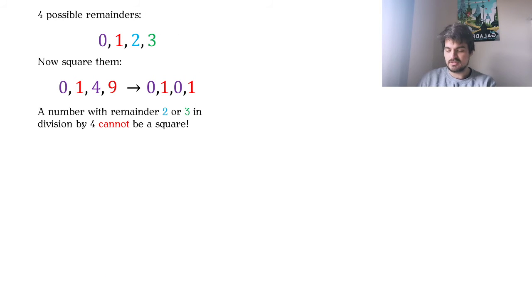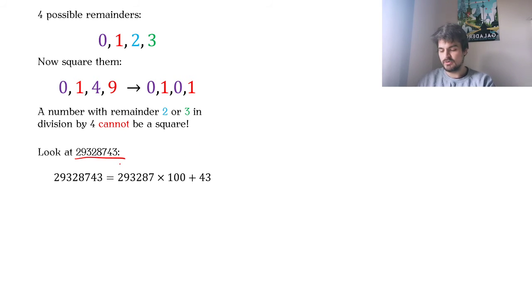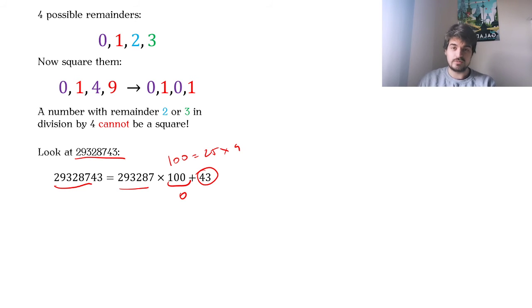Right, so this is a summary of what we just did, and let's look at our big number. First of all, this number is very long, so you say, all right, this is just the first part of the number times 100 plus the rest. Why do we do this? Because 100 is 25 times 4, so its remainder in division by 4 is 0. So we can just get rid of it, because something times 0 is 0. We replace 100 with its remainder in division by 4, which is 0, so it doesn't exist.